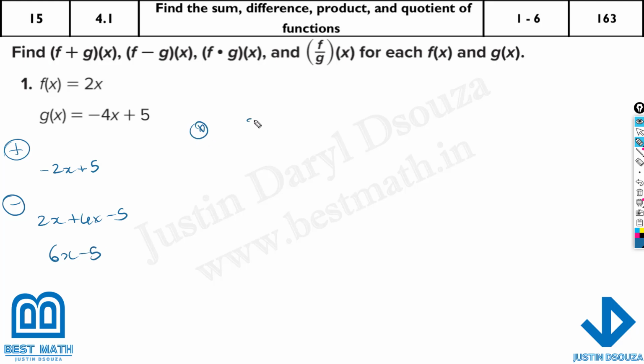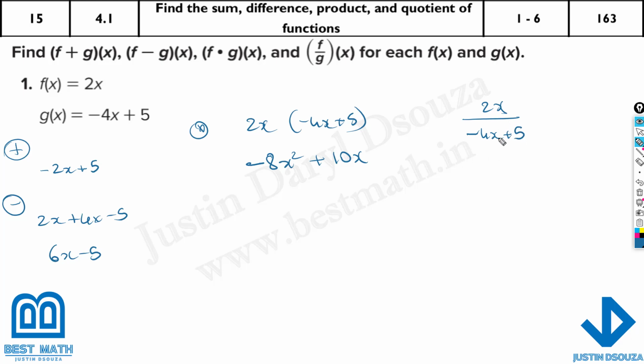How about multiplication? You just have to multiply them up. So here we go. It'll be 2x times 4. 2 times 4 is minus 8x squared plus 10x. That'll be the answer. And lastly, we have division. That is 2x divided by minus 4x plus 5.